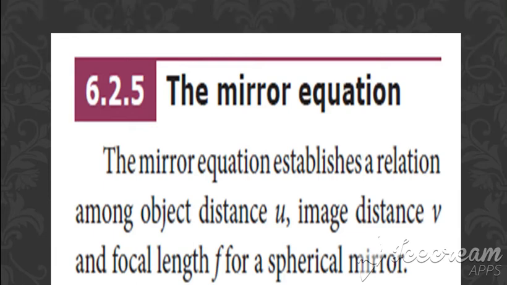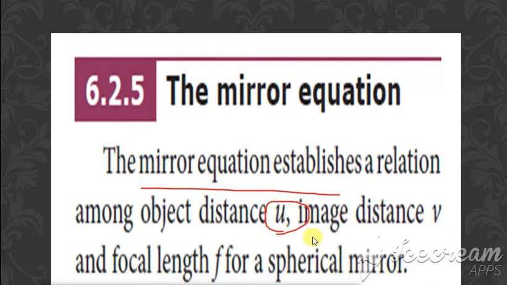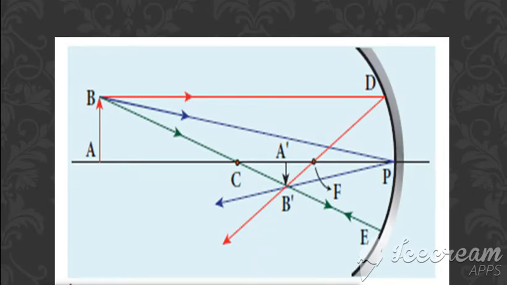So next we are going to see the mirror equation. This is the equation which establishes the relation between u, v and f. So the relation between u, v and f is what we are going to derive using this mirror equation. For this, consider this to be the object.